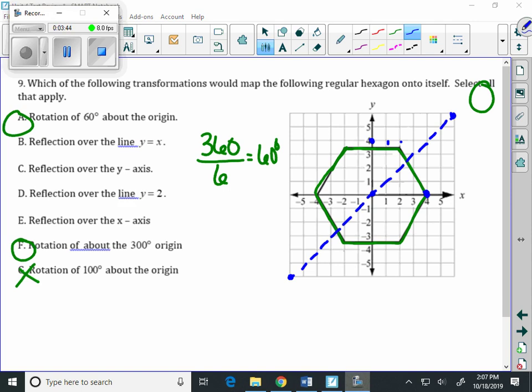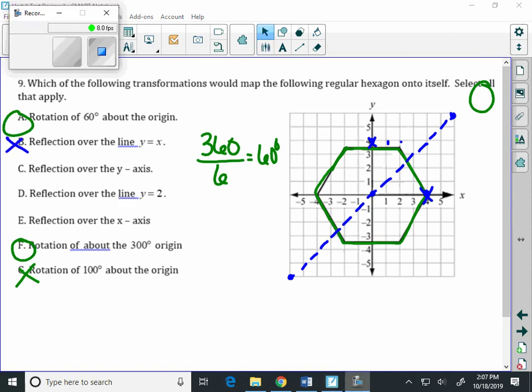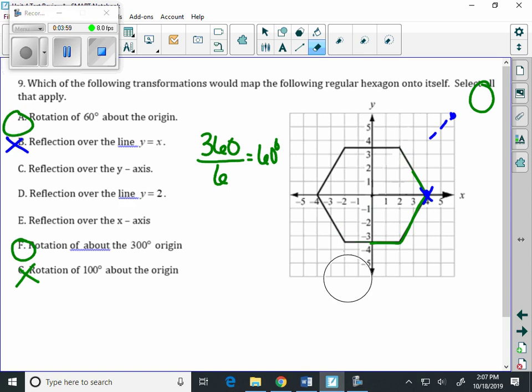And because this point doesn't land on the green hexagon, we do not reflect over the line y equals x. Once again, though, it's helpful to be able to erase over here, so I recommend writing in pencil.